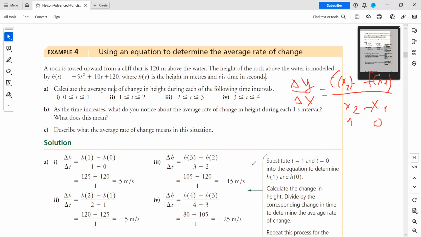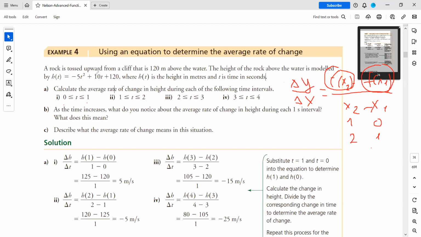So 1 minus 0. For the second interval, from 1 second to 2 seconds, I'm going to have x1 equals 1, x2 equals 2, right? And so on. So you can see that the delta x, or delta t, the change in time, is constant for any of the 4 intervals. We're basically measuring average rate of change during 1 second, right? That's clear. So now I need to know f(x2) and f(x1), my values of the function for the given points.